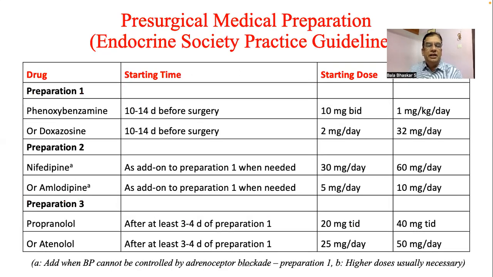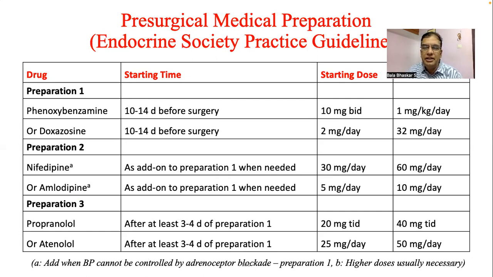We have a practical ready-made protocol from the Endocrine Society practice guidelines. They advise preparation one to be started first, phenoxybenzamine or doxazosin, for about 10 to 14 days before surgery. The dose is also given. If there is no control, we can add nifedipine or amlodipine. Secondly, even higher doses are found to be necessary.